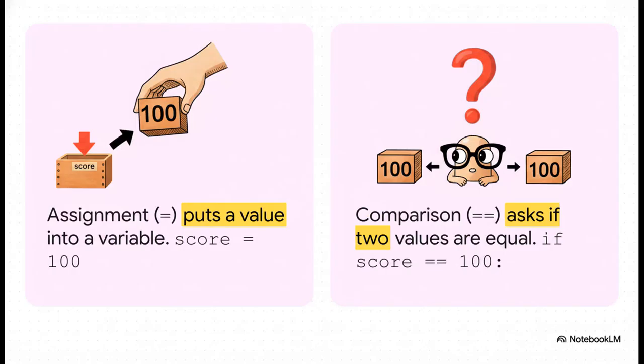Okay, pay close attention here, because this trips up so many beginners. A single equal sign is for assignment. It says, put this value into this variable. But a double equal sign is for comparison. It asks a question. Are these 2 things equal? Mixing these 2 up will cause all sorts of headaches, so really let this one sink in.